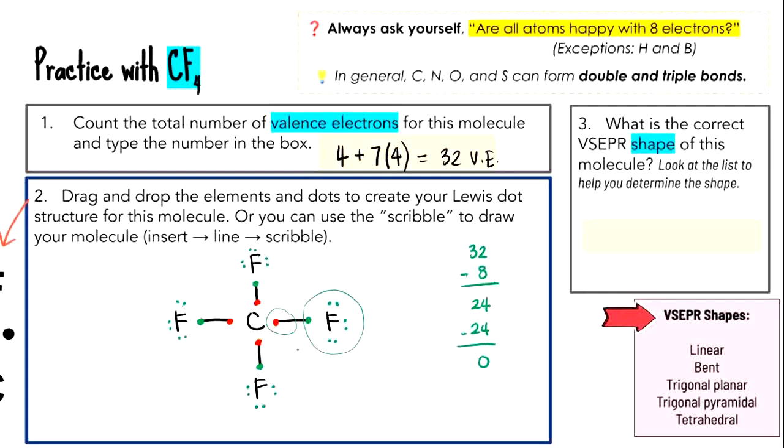So what is the correct VSEPR shape of this molecule? We'll take a look at how many outside atoms it has. It has 1, 2, 3, 4. Do you remember the shape that indicates 4 outside atoms? That's right, tetrahedral.